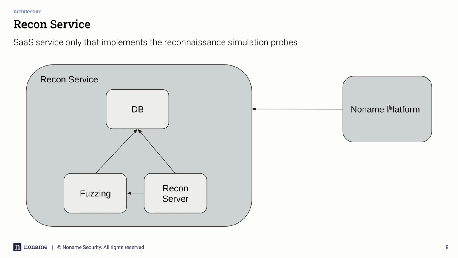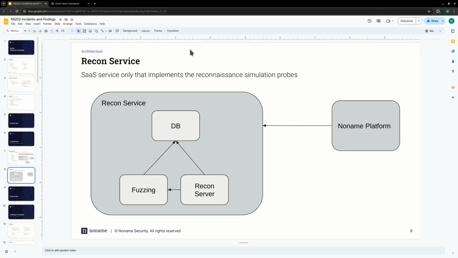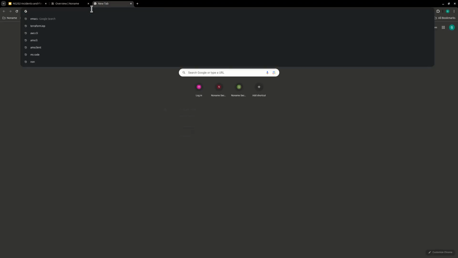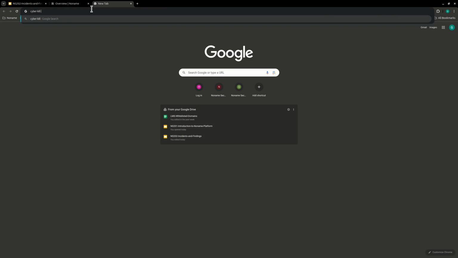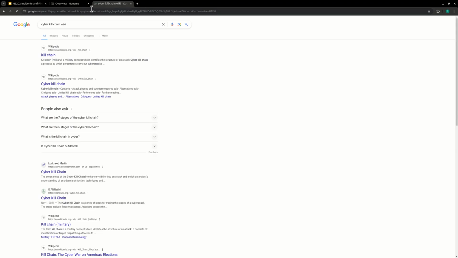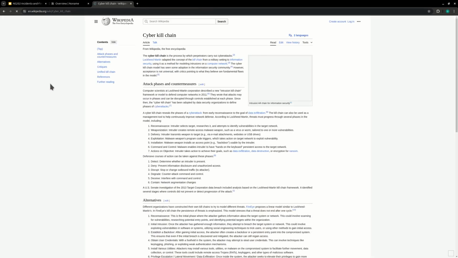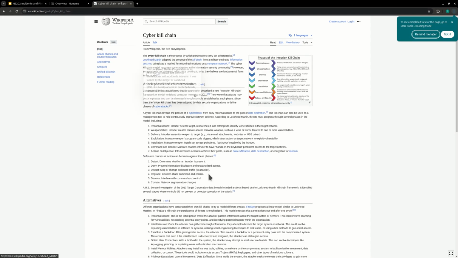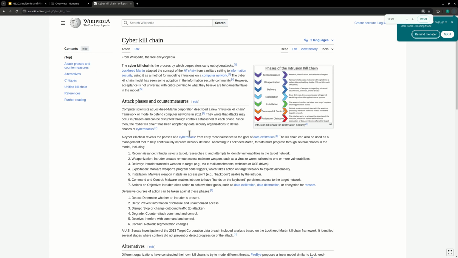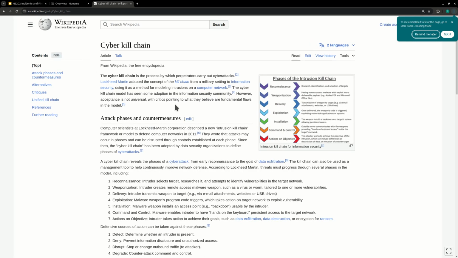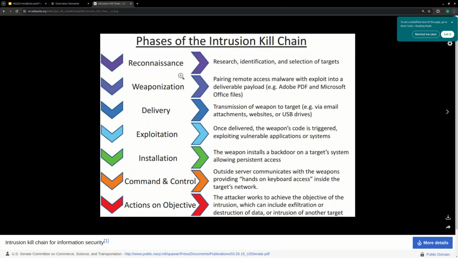That's what it does. Again, this reconnaissance simulation goes back to the cyber kill chain. I'm not sure whether you're familiar with it. If you're not, it's a concept, and I like the Wikipedia page. It's a concept created primarily by Lockheed Martin, I don't know, many decades ago, used in a military setting. Here are the different phases, and these phases translate directly into the cyber kill chain.